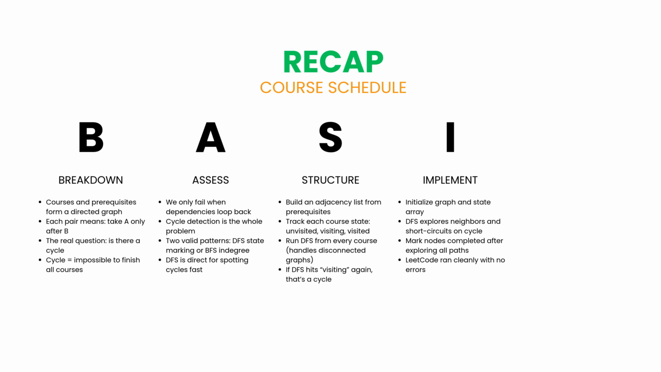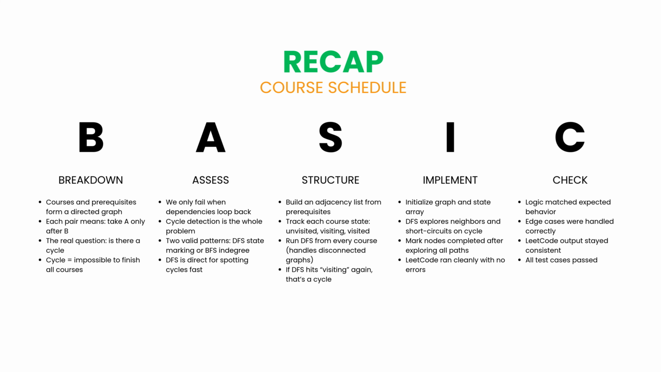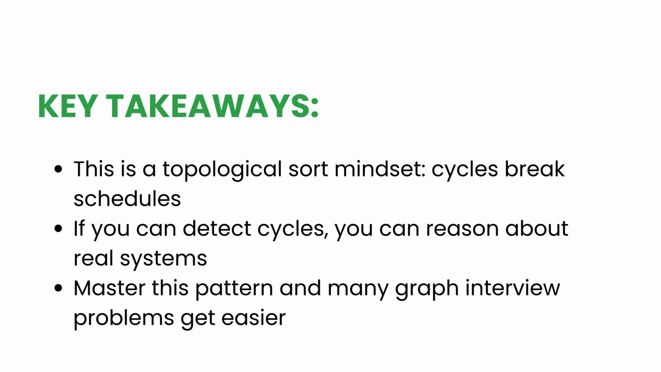After setting up the graph and the state tracking, we ran the solution, and it executed cleanly on LeetCode with no errors. We also validated the logic through the LeetCode run, confirmed the behavior matched expectations, handled edge cases correctly, and all test cases passed. The big takeaway is that this problem is really a topological sort mindset. Schedules break when cycles exist. Once you can reliably detect cycles, you can reason about a lot of real systems, and a ton of graph interview problems start feeling way more manageable.